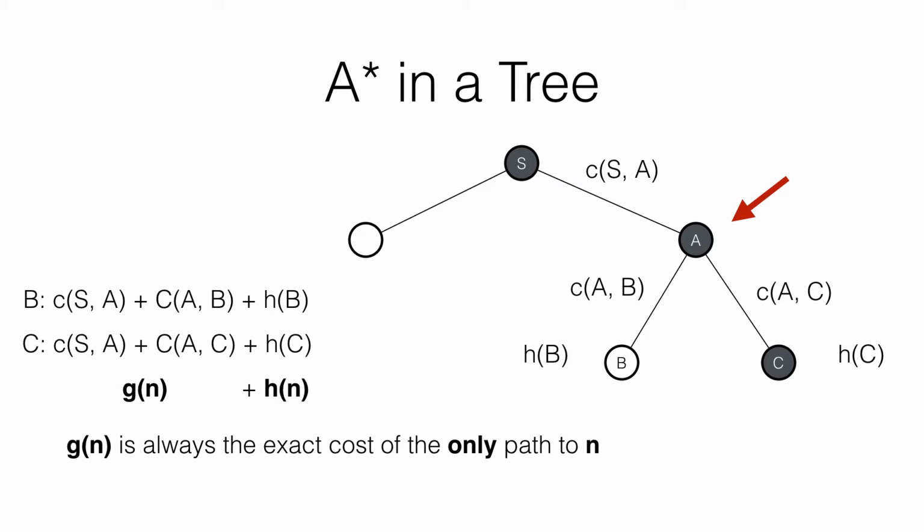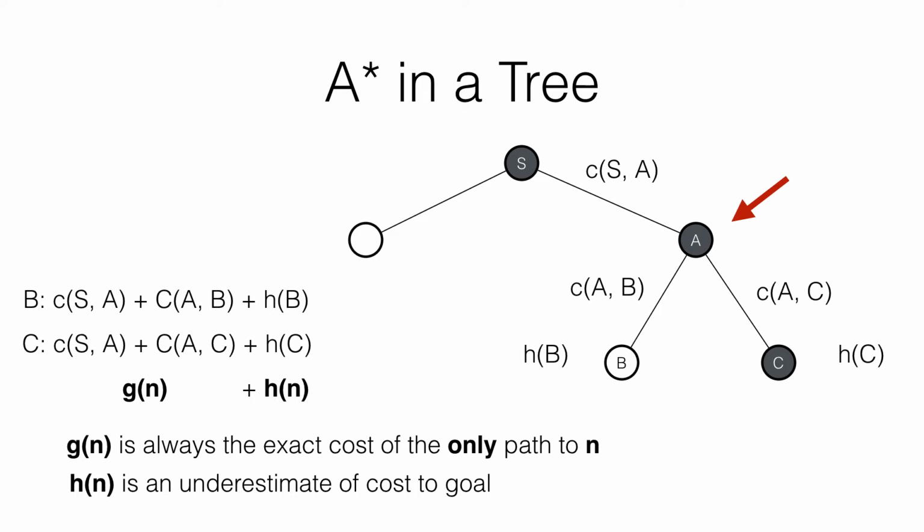So that's a bit of good news, that we're not going to make any mistakes when we're trying to estimate the G part of the equation. Now, when we think about admissibility and the heuristics, remember the property of admissibility says that h of n is an underestimate of the cost to the goal.